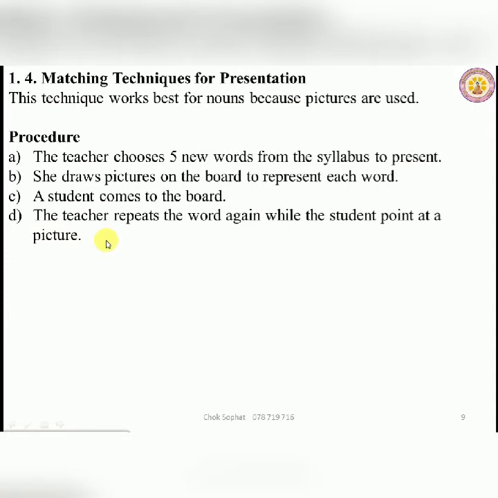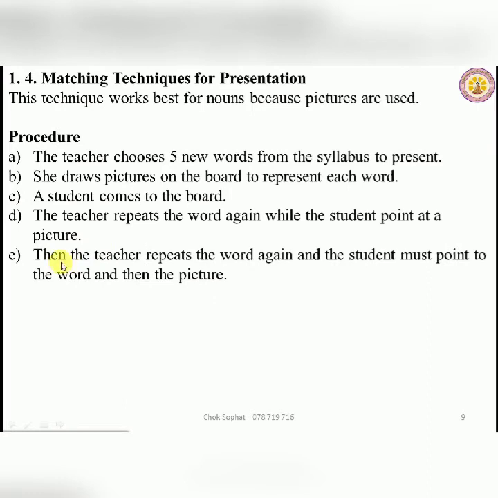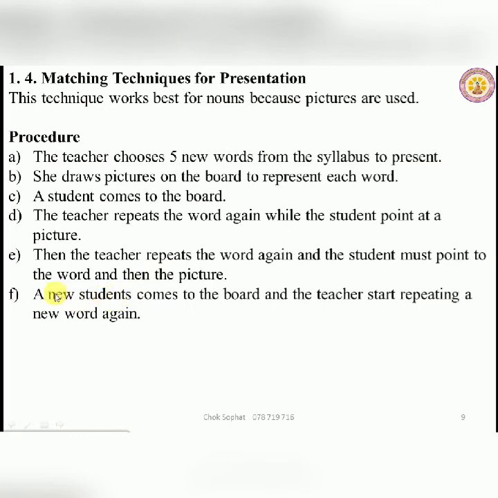If your student points to the picture, you can repeat the word so they can catch up with the pronunciation of the word. Then the teacher repeats the words again and the student must point to the word and then to the picture. So you can repeat the word and then ask your student to point to the word and the picture, which word you are reading and which picture matches this word. A new student comes to the board and the teacher starts repeating the new word again. So when the first student finishes, you can ask another student.